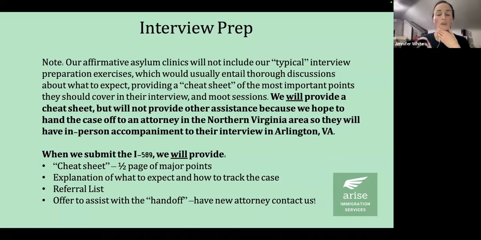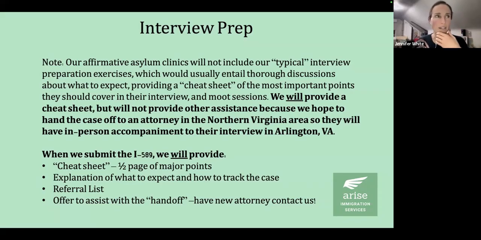So the way we do things at Arise, like prepping the client for their interview, we give clients a half-page cheat sheet of the high points we want them to cover for their case. I would highly recommend doing this. I think it works very well. No matter how complex or convoluted your client's story is, you can always whittle their case down into half a page, an outline of the most important points.